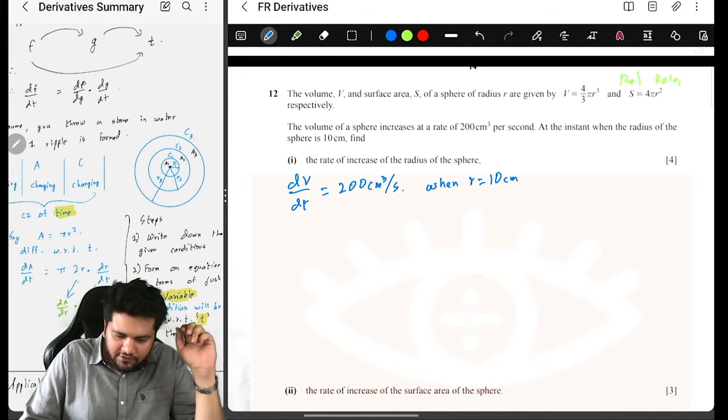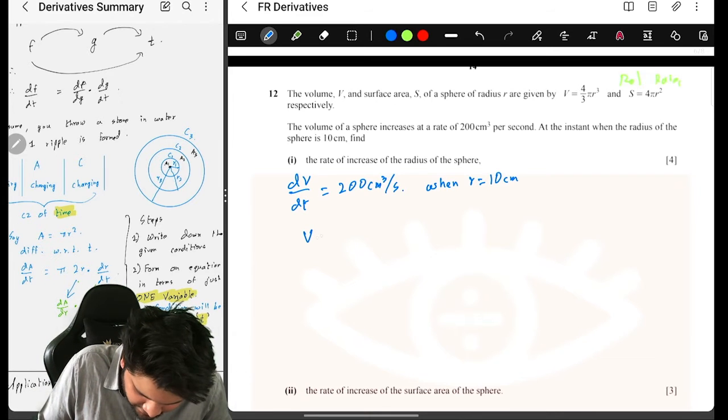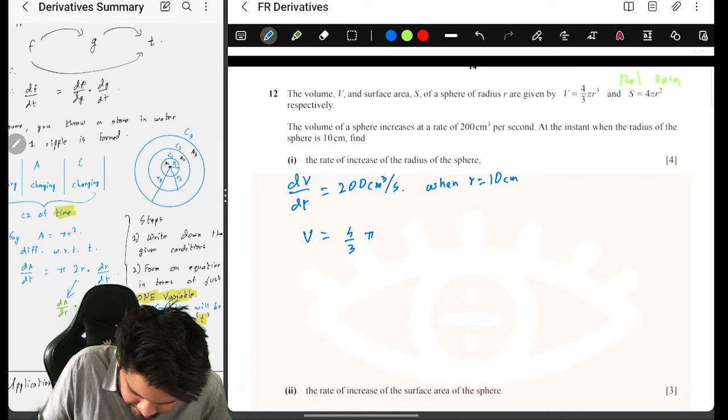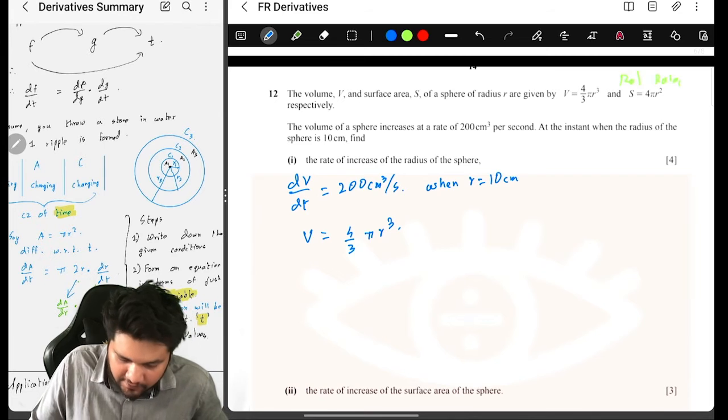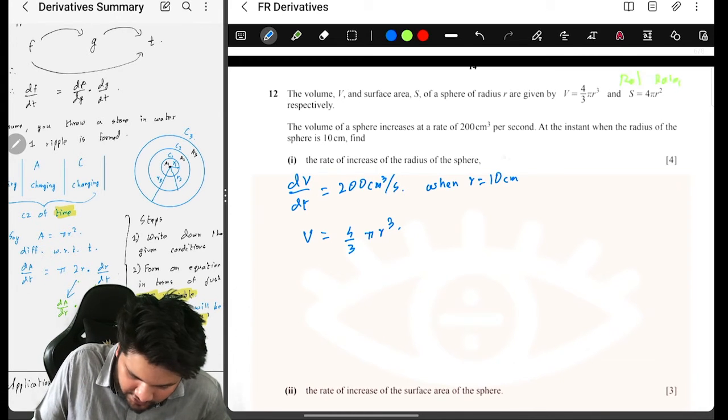Now they have given V equals 4 by 3 pi r cube, so we'll just use that. V equals 4 by 3 pi r cube, at which the radius of the sphere is increasing. So they are asking for dr by dt equals question mark.